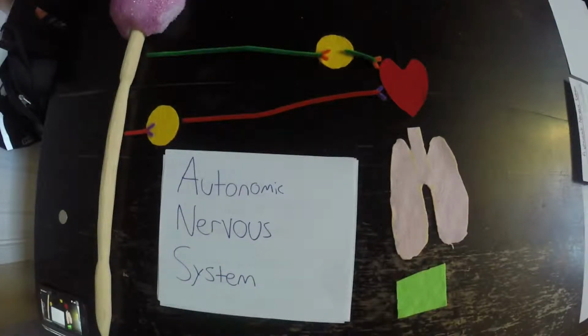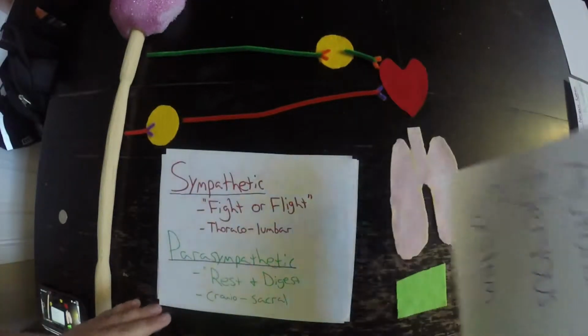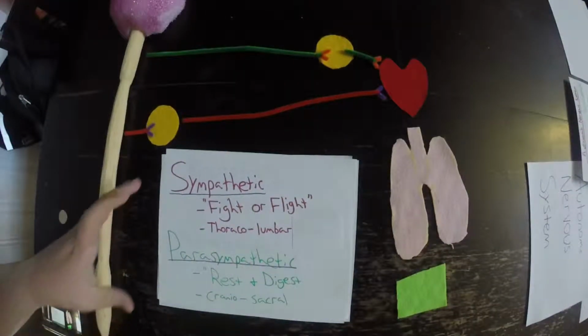My name is Jeremy Grub, and this is the autonomic nervous system. The autonomic nervous system is split up into two divisions.